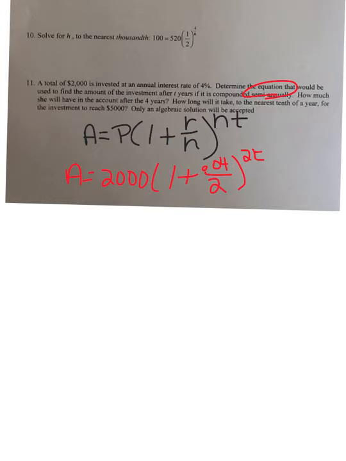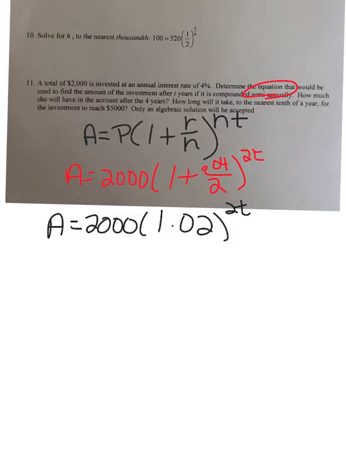What I'm going to do is plug in the parentheses so I don't have to keep writing it like that. So I'm going to type in 1 plus 0.04 divided by 2. So now A equals 2,000 times 1.02 to the 2t power. All right, so now let's see what it says.